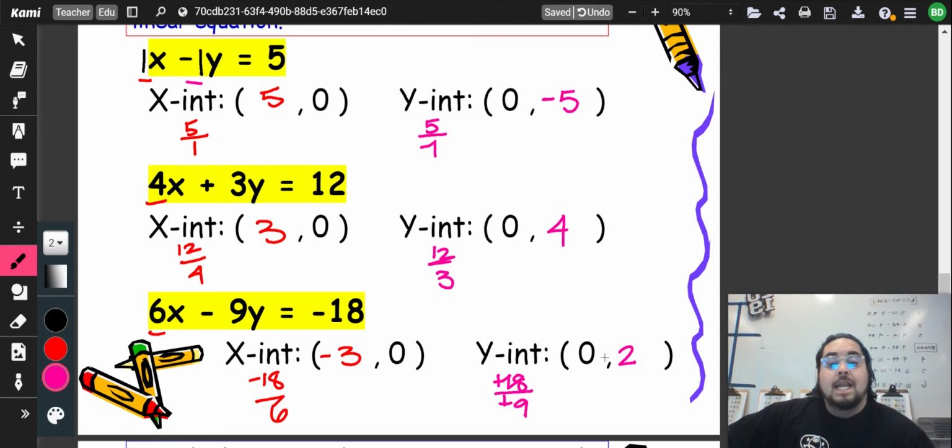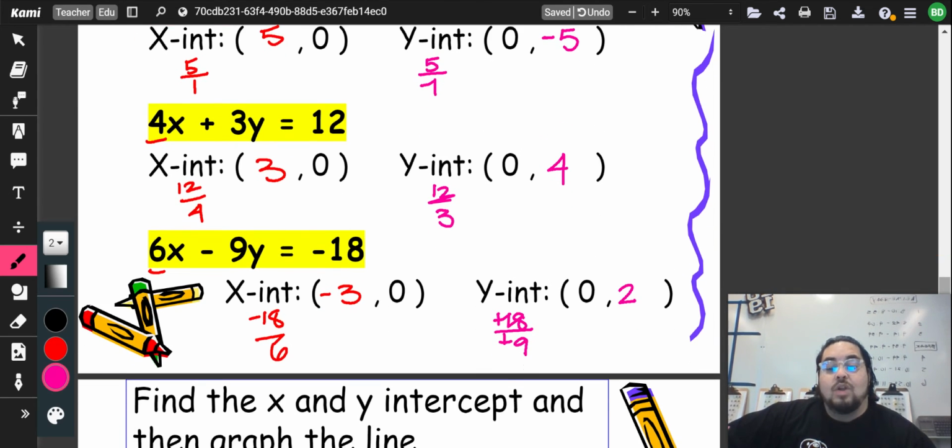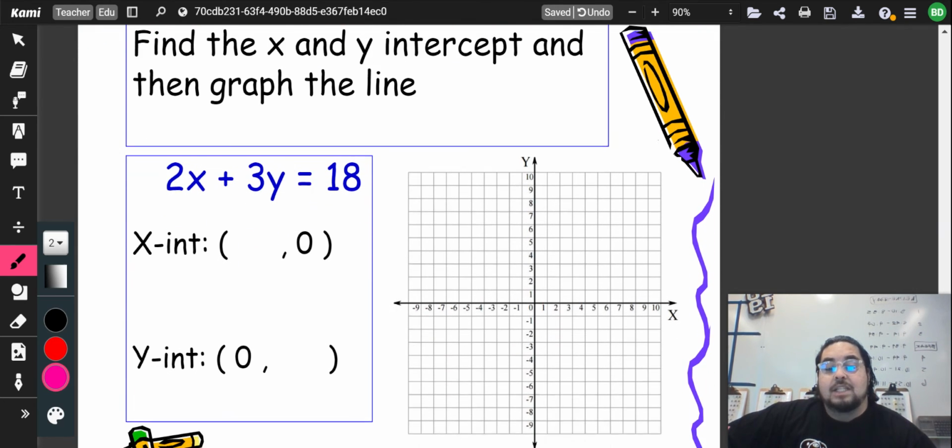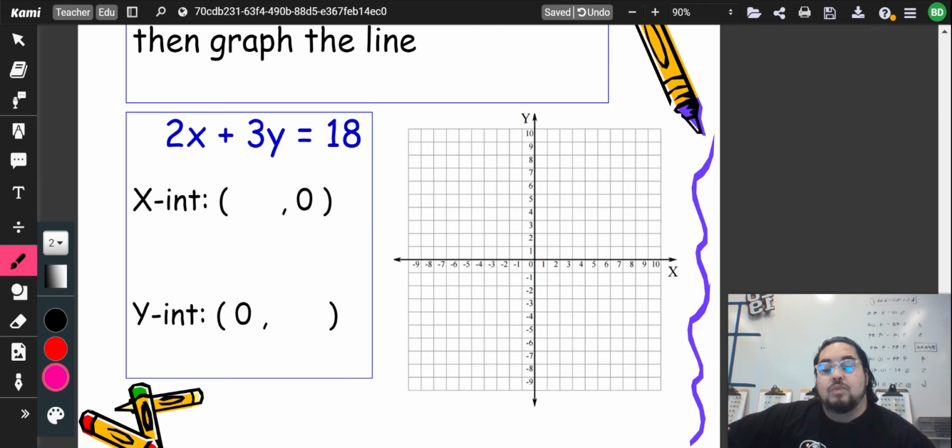Okay. Now we're going to apply this to graphing. So we're going to find the x and y intercept and we're going to graph. Very easy concept. Once you can find x and y intercepts, the graphing part is super simple.